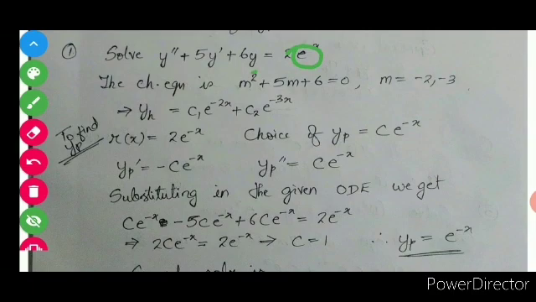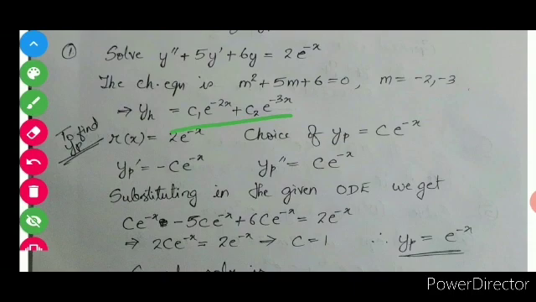That is, in place of y you write down 1, in place of y dash you write down m, in place of y double dash you write down m square. Then you will get the characteristic equation as m square plus 5m plus 6 is equal to 0. Now what are the roots of this characteristic equation? It is minus 2 and minus 3. So the general solution will be c1 e raised to minus 2x plus c2 e raised to minus 3x.